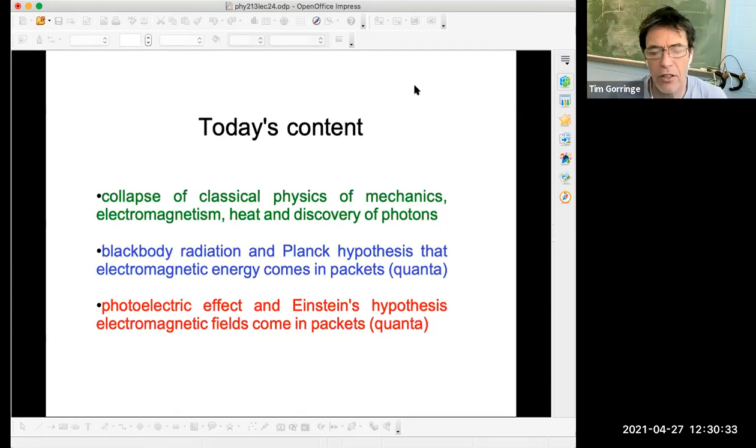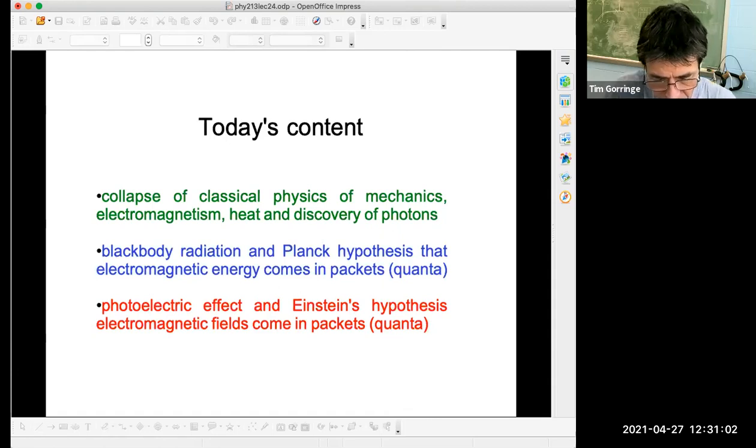Okay, I'll get started with today's class. Last week we were talking about relativity, which was a sort of revolutionary event in physics. This week we're going to be talking about quantum physics, which is a second revolutionary event in physics.